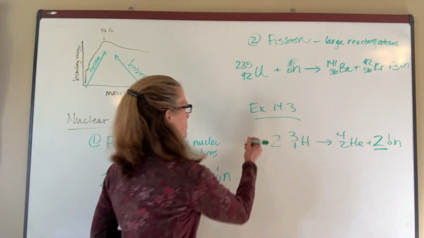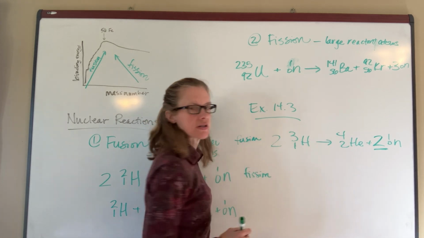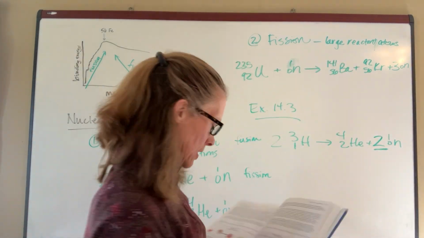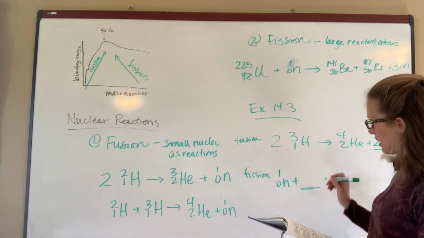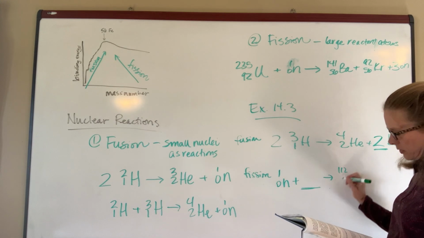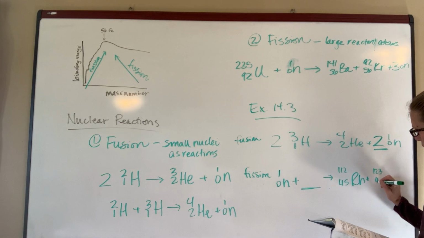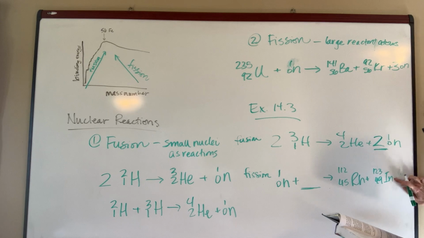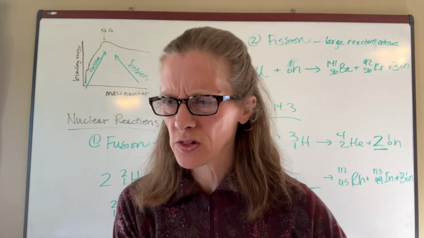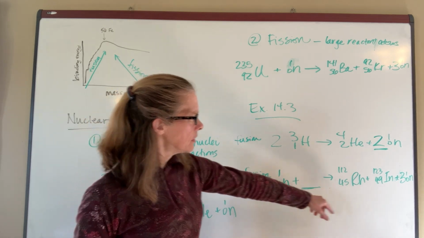Okay, so this was an example of a fusion reaction, and the other example as a part of this is a fission reaction. So in this fission reaction, a neutron (1,0 n) plus something is going to give me rhodium-112 (112 over 45 Rh) plus indium-123 (123 over 49 In) plus 3 neutrons. Okay, so if I look at this, 0 here, 0 on the bottom here.